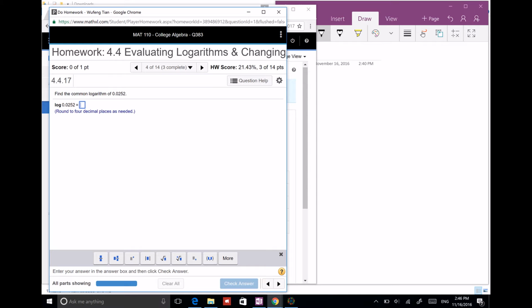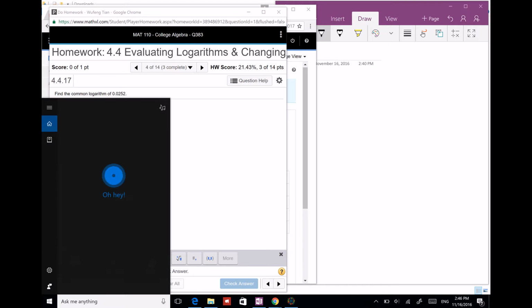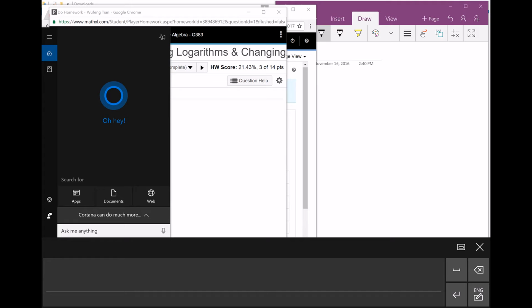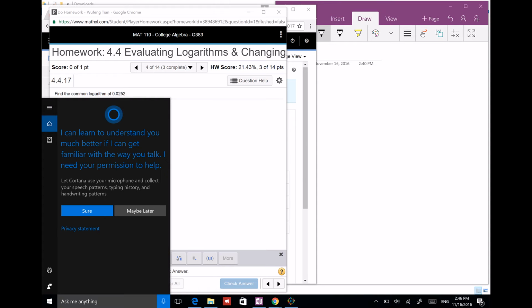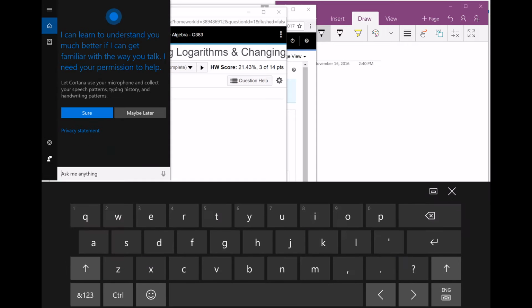It's just a common thing, you use a calculator to do that. You just type in 0.0252. Let me see if I can find a calculator. Calculator. I need your permission to help.